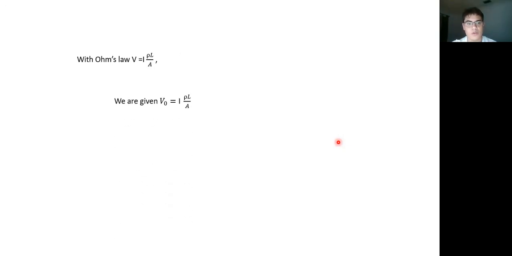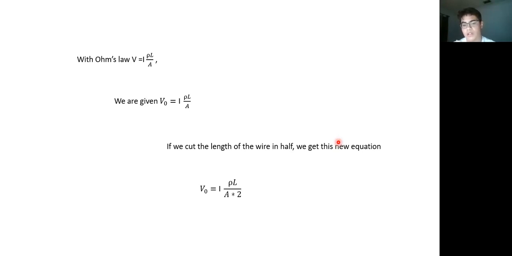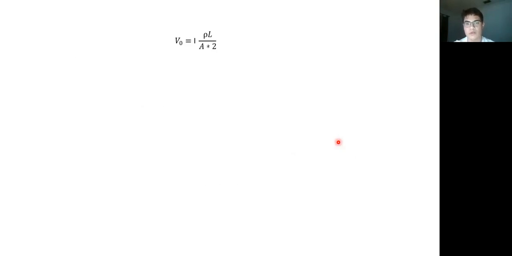So with this, we are given that the initial voltage, the constant voltage, is V0, and it's still equal to this equation. Now, if we cut the length of the wire in half, we're going to cut L in half. We're going to replace it with L/2. So we're going to get a new equation where we divide L by 2, and you're going to get the voltage is equal to the current times rho times L all over A times 2, where we just divided L by 2. So we have this new equation, and since the voltage, the cross-sectional area, and the resistivity remain constant, the only thing that can change would be the current, I.